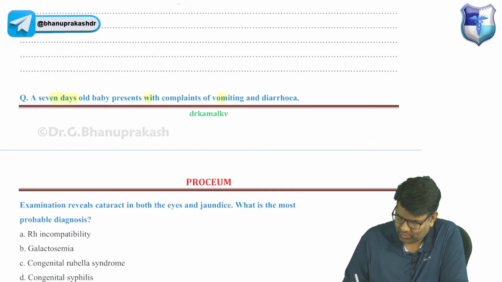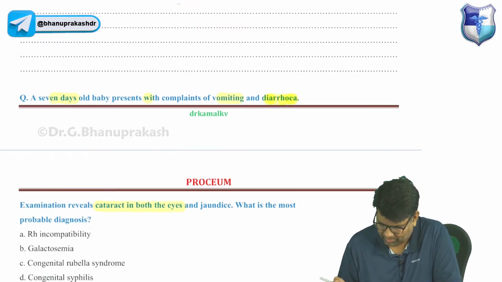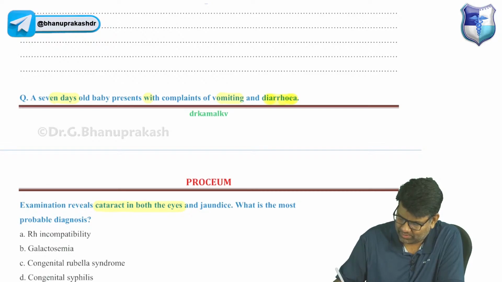Now next question, a 7 days old child presents with vomiting and diarrhea. There is cataract in both the eyes. What can be the answer? There is vomiting and diarrhea, especially after breastfeeding, and there is cataract in the eyes.